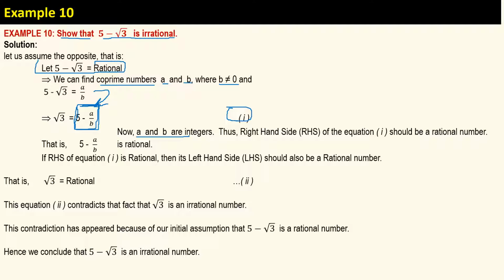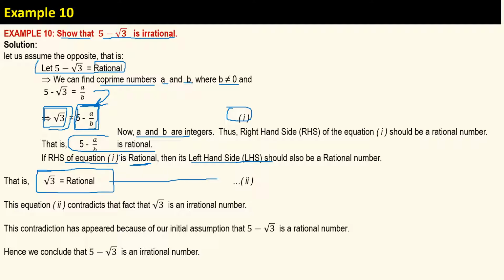So if the right hand side of equation 1 is a rational number, then its left hand side, that is square root of 3, should also be a rational number, because if it is not, then the equality will not hold. A rational number on one side cannot be equal to an irrational number on the other side. Therefore, if the right hand side is a rational number, then the left hand side, square root of 3, will have to be a rational number as well.